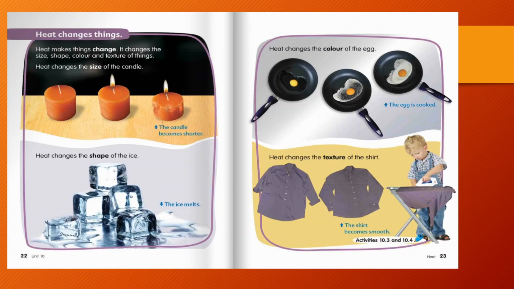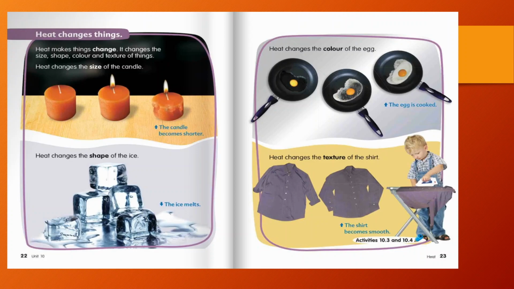Heat changes the color of the egg. Of course, there's no color there, but at the end it's white and it means that the egg is cooked. So in this case it also changes the taste of the egg. Heat changes the texture of the shirt. The shirt has lots of wrinkles, but after the boy irons it, the shirt becomes smooth.